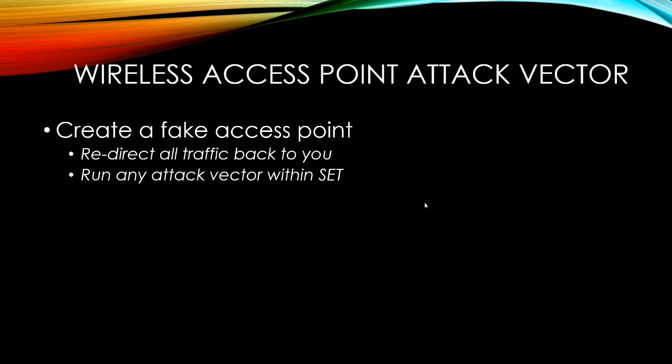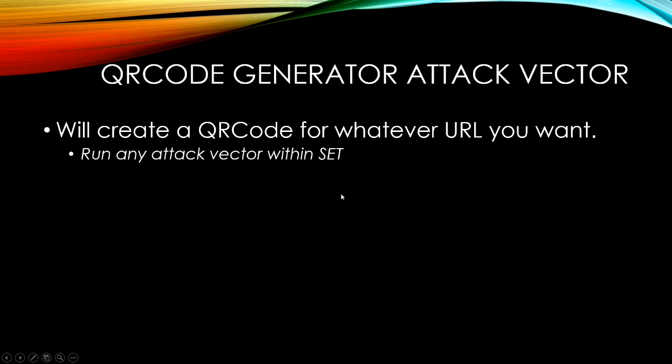Wireless access point attack vector is exactly what it says it is. You create a fake access point, you redirect all traffic back to you, and run any attack vector within SET against those targets. QR code, once again, will create a QR code, similar to any of the other vectors, for whatever URL you want, and then you can run any attack vector within SET.